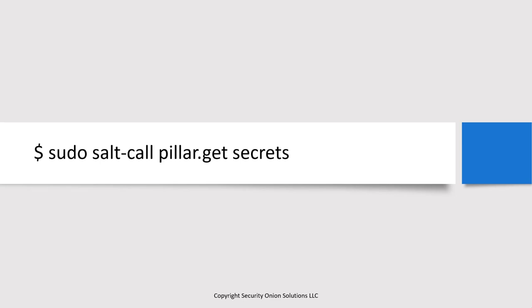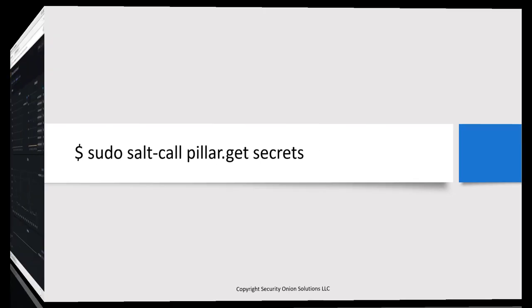In order to log into Grafana as an administrator, we need to retrieve the password from the secrets pillar in our SALT installation. Log into your manager node in a distributed environment or your standalone node, and run the command sudo salt-call pillar.get secrets. What this will do is it'll retrieve the randomly generated passwords for a bunch of Security Onion components that were set up at install time. Things like Fleet, MySQL, Playbook, and Grafana, which is the one that we're interested in. Get that Grafana password and copy it to your clipboard.